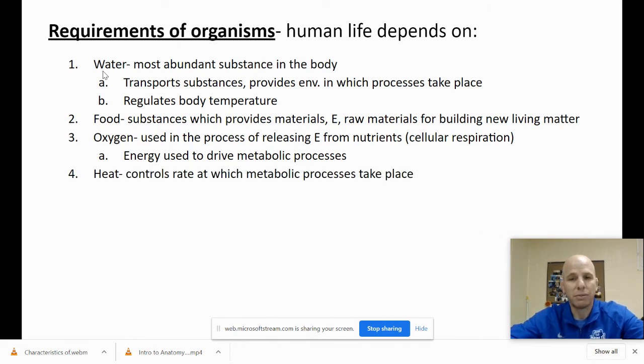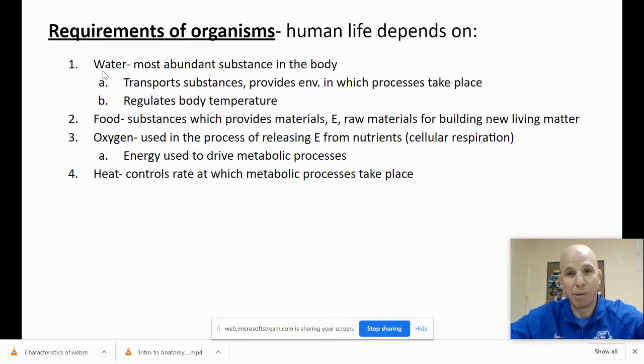Number four, we need heat. Okay, we got to have heat. This may seem kind of silly, or maybe it may seem self-explanatory, but we got to stay at that internal body temperature around 98 degrees, which is pretty warm, in order for our reactions to take place in our body at the right conditions.